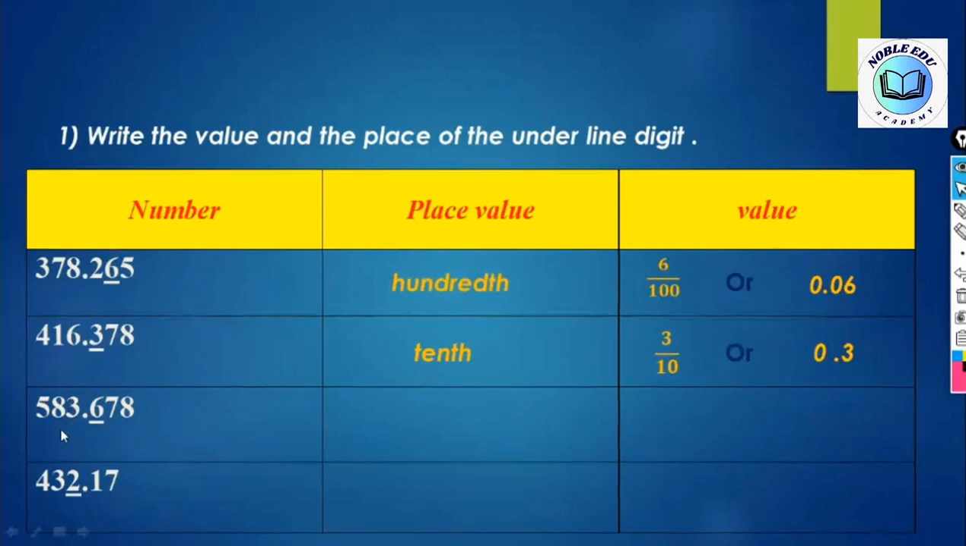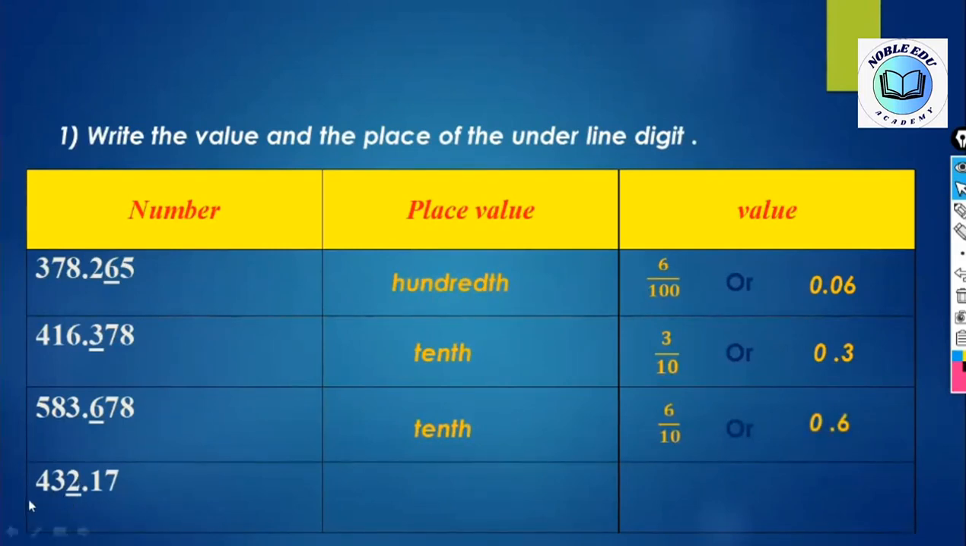Here you have 583 and 678 thousandths. I want to know the place value of the number 6. Again, the number 6, in which place value? Yes, after the point it is called tenths. Right, tenths is here. And what about the value? The value of the number 6 is 6 over 10, which means 0.6.